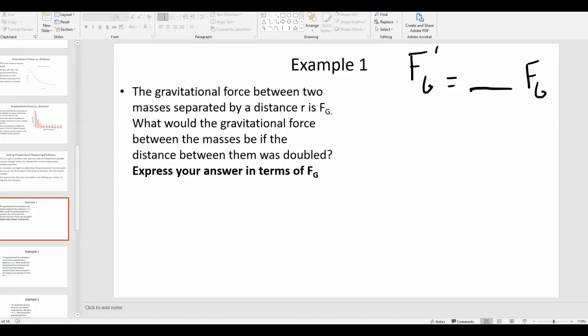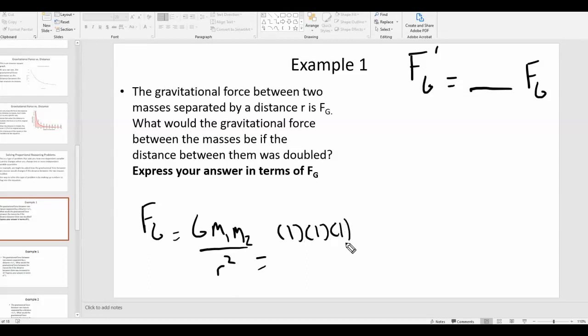Now the easiest way to do a proportional reasoning problem is just to make up numbers to plug in. We know what the equation is: Fg is equal to G m1 m2 divided by r squared. And the easiest number to plug in, in any situation, is just 1. So I'm going to plug in 1 for every single variable. I'm going to make G 1, I'm going to make all the masses 1, I'm going to make r 1. If I do that, I get 1 times 1 times 1 divided by 1 squared. That's just 1.